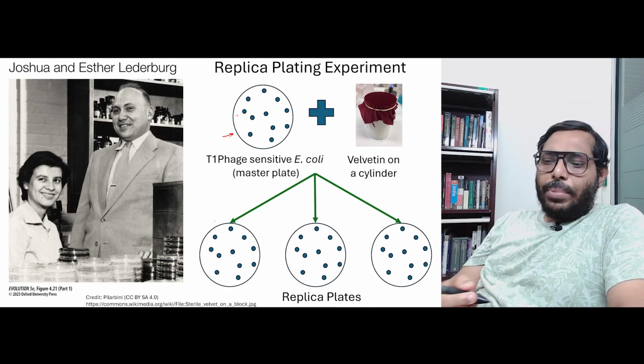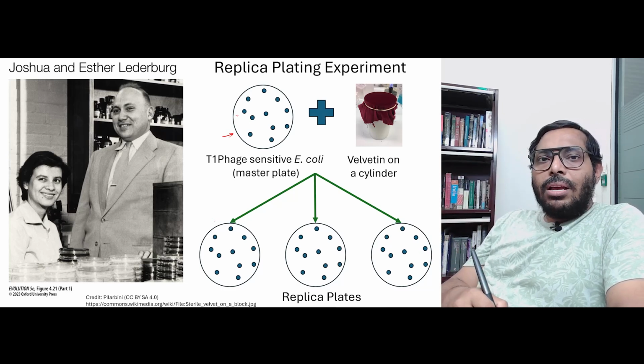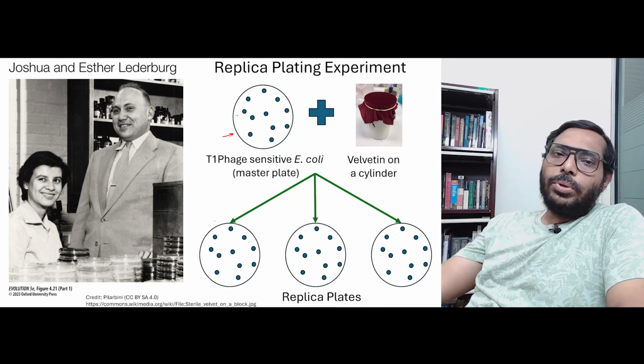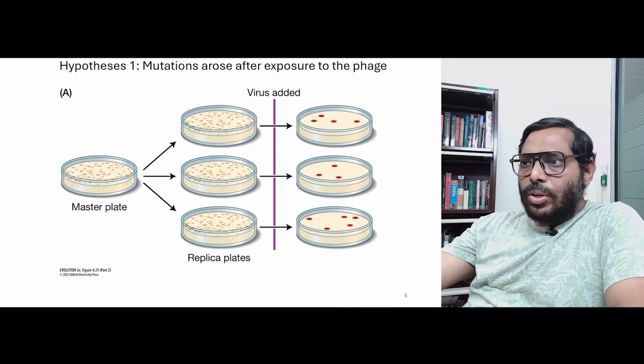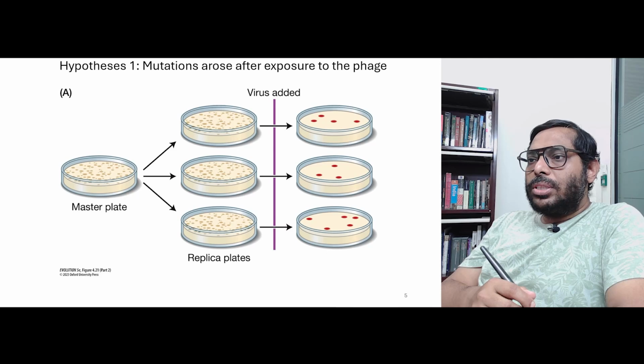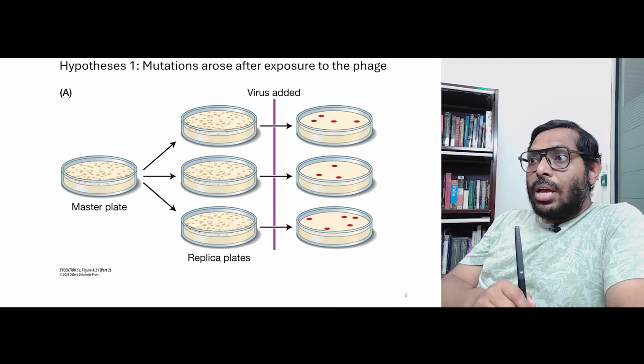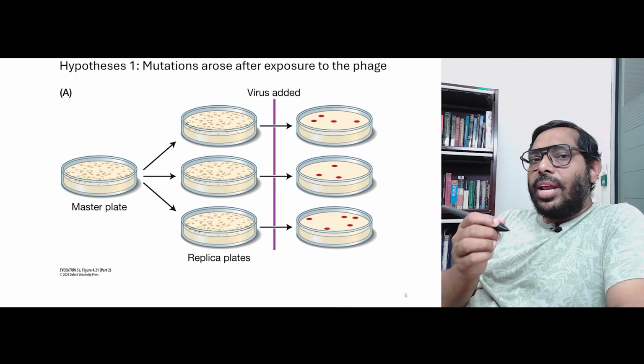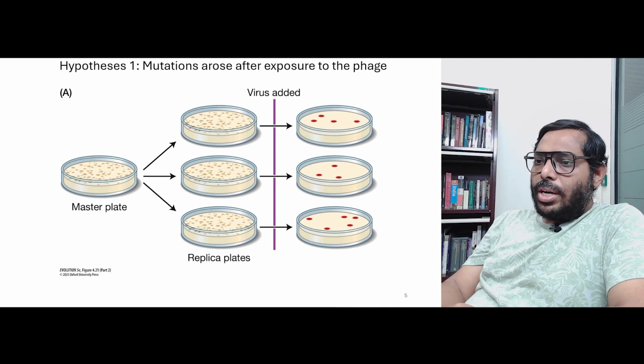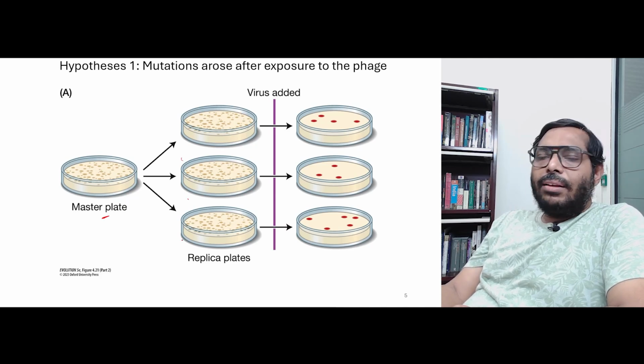Now once you have the replica plates, you can now ask the question that we asked, how to distinguish between the two hypotheses. What was our first hypothesis? Our first hypothesis was that the mutations arose after the bacteria were exposed to the phage. So what they did, they had the master plate, they created the replica plates and then they added the virus.